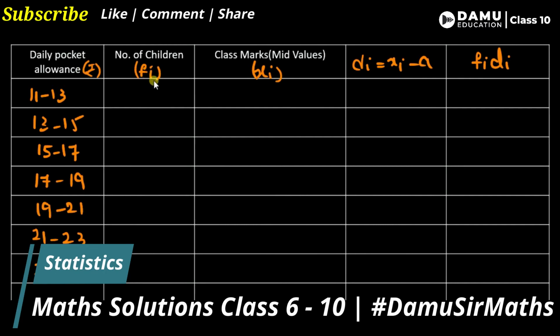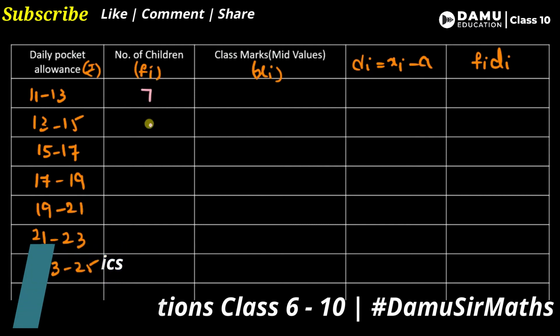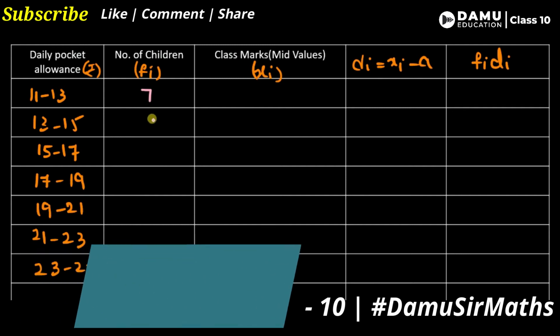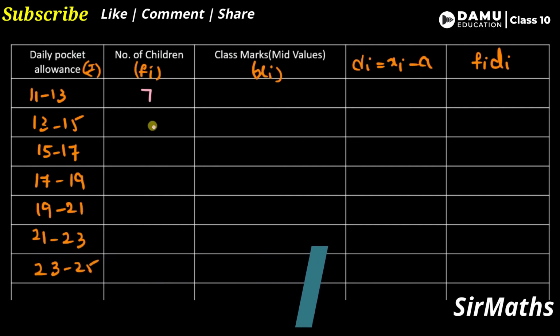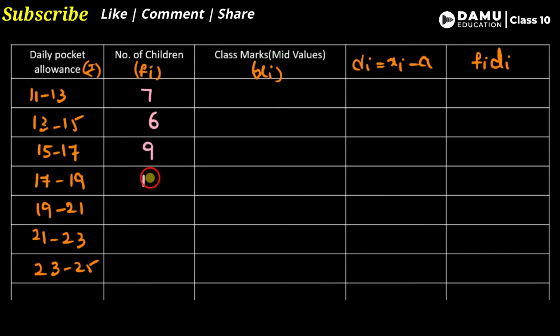Now we have to write the number of children. For 11 to 13, how many children are there? 7 children. So 7. Next one, 13 to 15, number of children 6. Then 15 to 17, 9. Then 13. Then we have to find the frequency. Then 21 to 23 is 5.